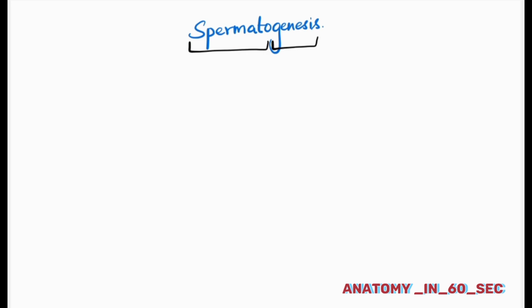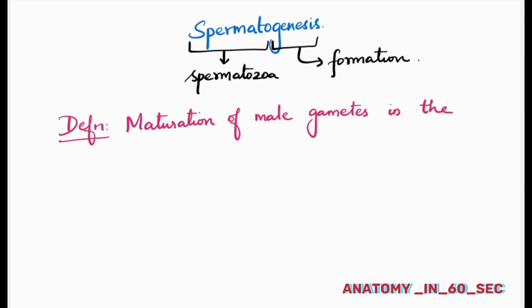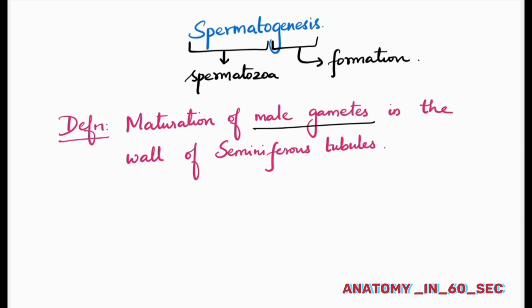Spermatogenesis. Let's split the word. Spermato means spermatozoa and genesis means formation. So it is the process of formation of spermatozoa. The actual definition is maturation of male gametes in the wall of seminiferous tubules. Here, the male gametes are actually the spermatozoa.